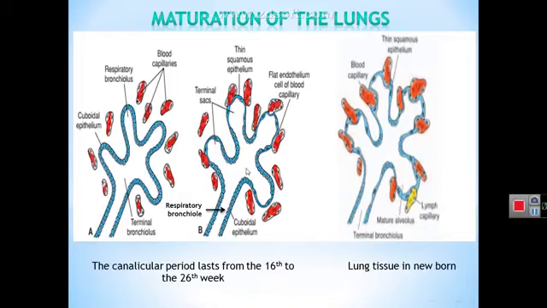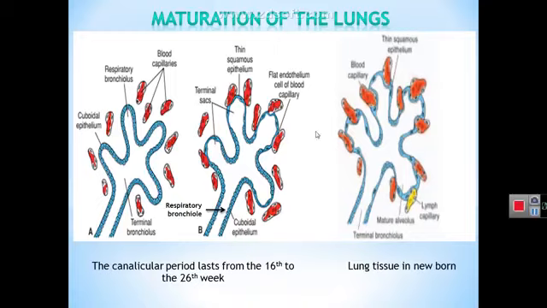By the end of the 7th month, sufficient numbers of mature primitive sacs and capillaries are present to guarantee adequate gas exchange, and the premature infant is able to survive.